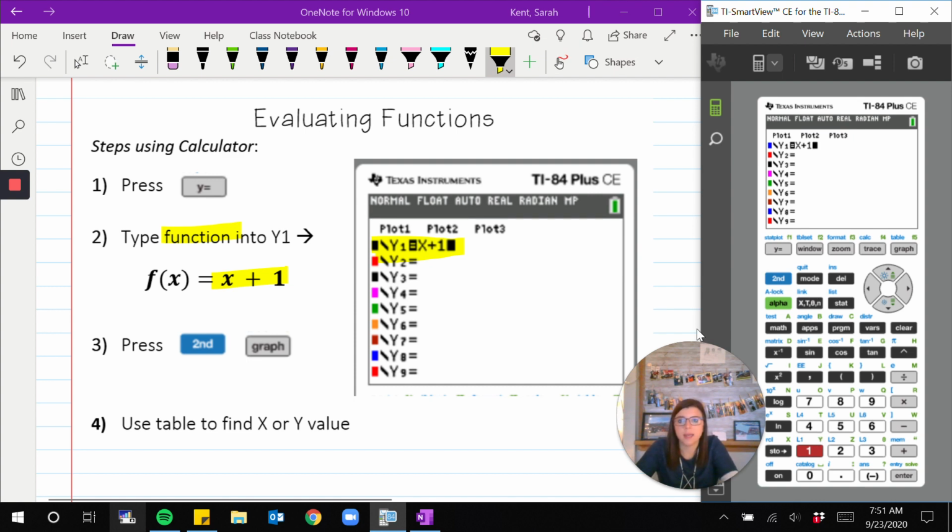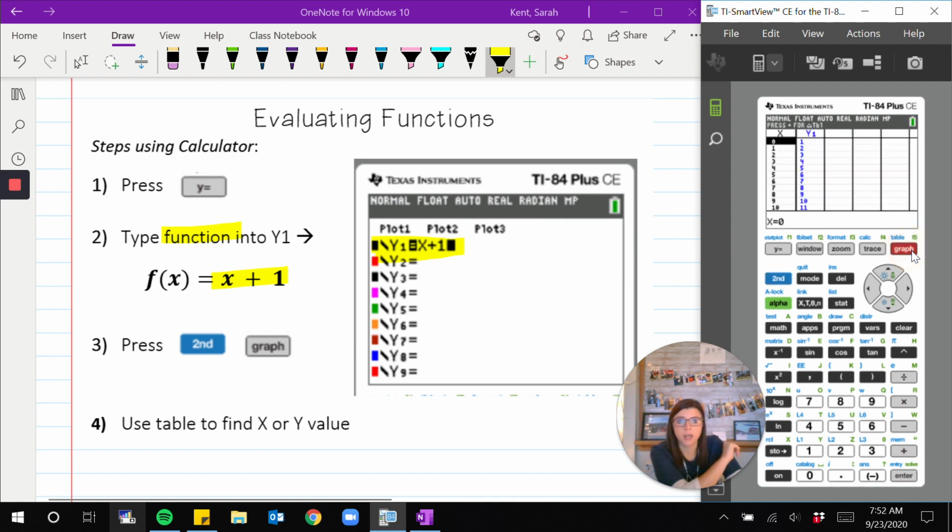Then I can see next, I'm going to press second and graph. So second is the blue button. So here's my blue button, second. And then graph is also up at the top, but on the other side from y equals. So I'll click graph. And now I have a table.